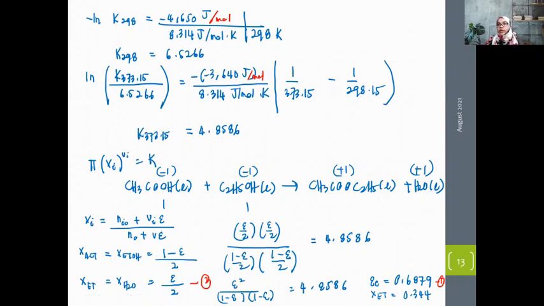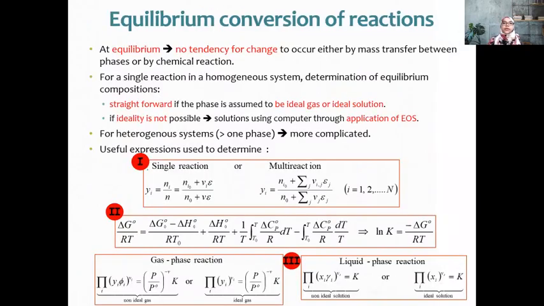So in summary, for the liquid, please ensure whether this is a non-ideal or ideal solution. For the ideal solution, we can conclude this is an ideal solution if it operates at lower temperature or the molecules do not interact with each other. But for the non-ideal solution, we introduce the activity coefficient into this expression. Okay, next we move to the equilibrium conversion of the reaction.